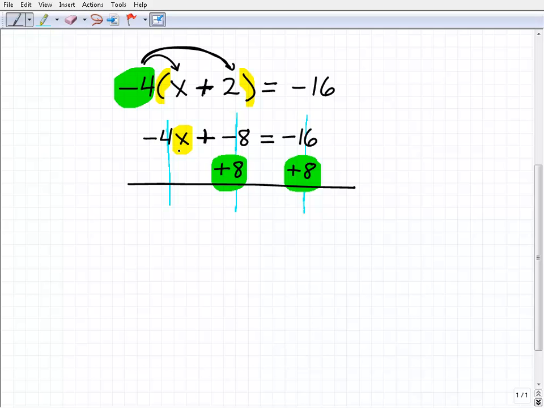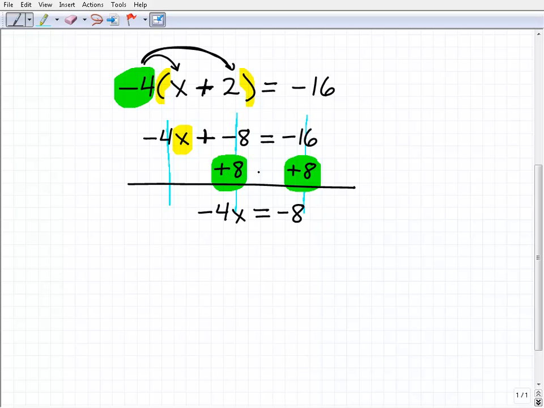This would be -4x plus nothing is -4x. Okay. Now -8 plus 8 is 0, and that's what I want. Okay. And that's going to be equal to -16 plus 8. Okay, so what's -16 plus 8? If you're struggling with your positive and negative numbers, you're going to have a tough time solving equations. That is -8.